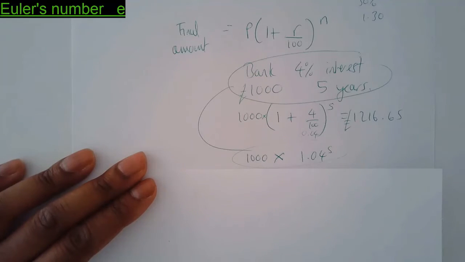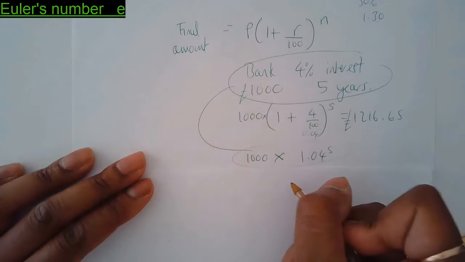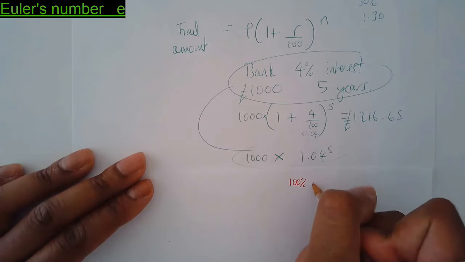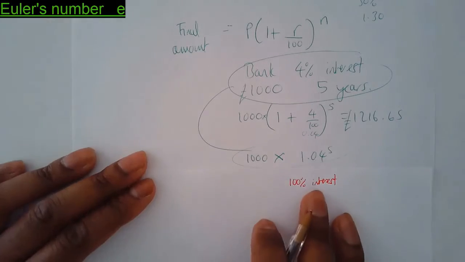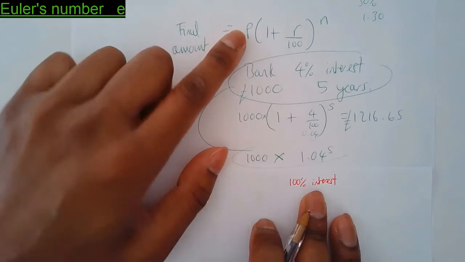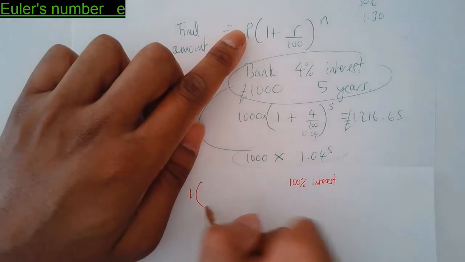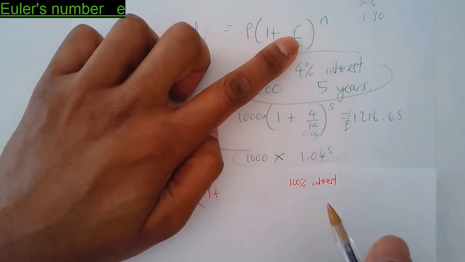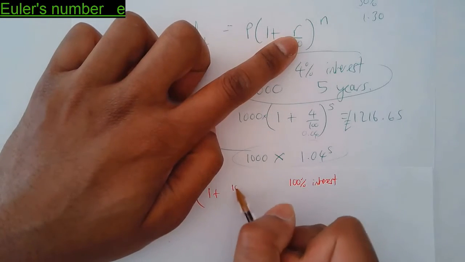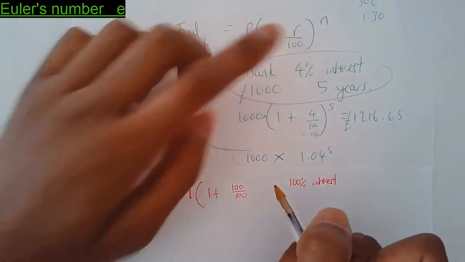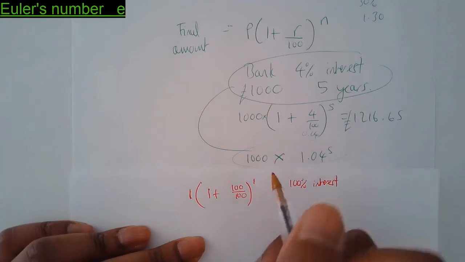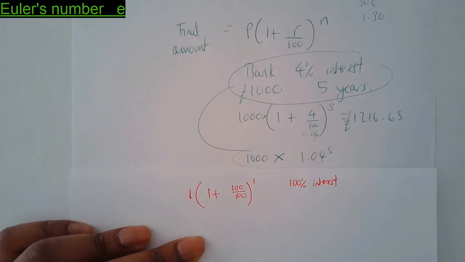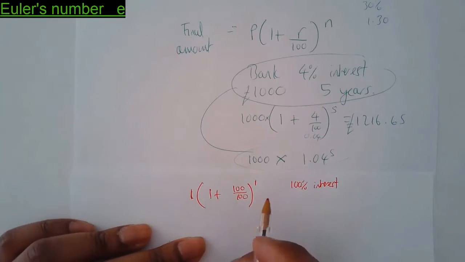Right, let's say a hypothetical bank, a pretend bank, pays 100% interest. And you start off with £1. So the principal amount will be £1. So you write 1. The interest is 100%, so R is 100 out of 100, over a period of 1 year. So you want to know how much you'll get after 1 year, at the end of the first year.